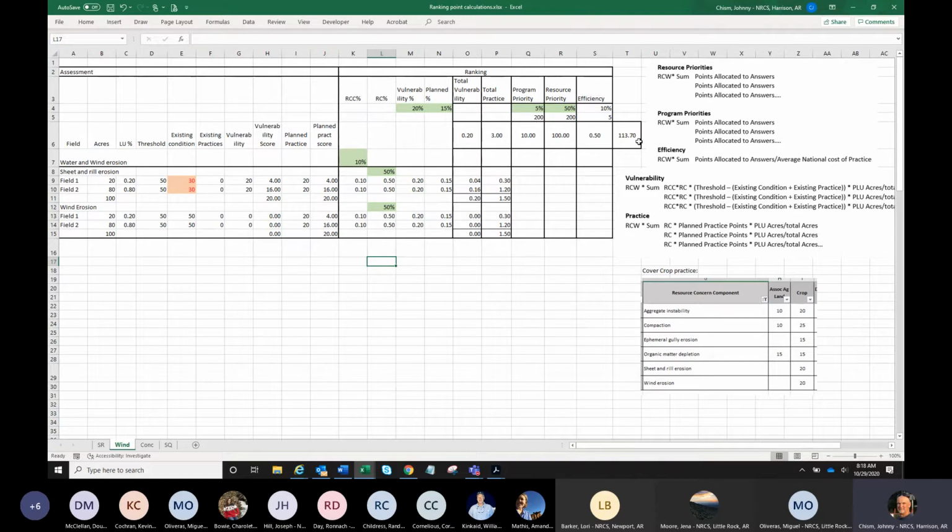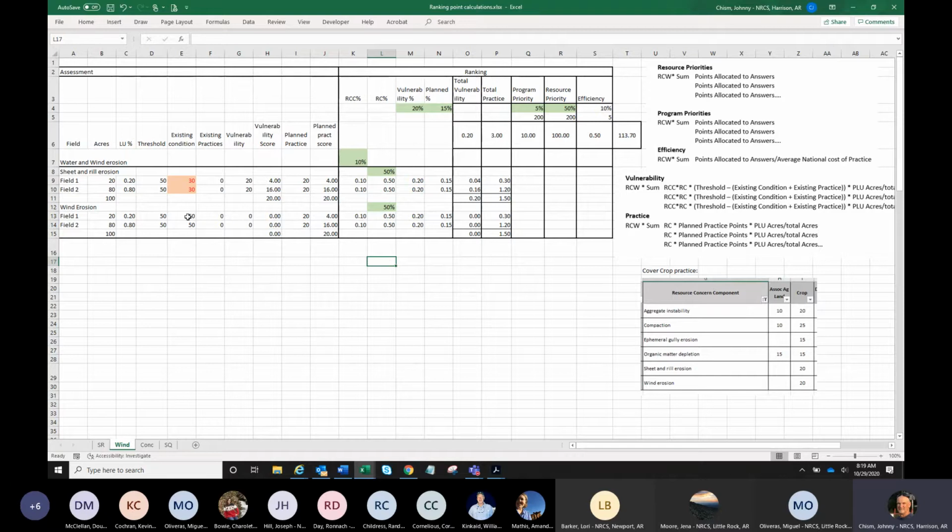Now for EQIP, that sounds like, wait a minute, we're giving them points for something when they're not addressing a problem. Well, that's true. But keep in mind that this tool is designed to be program neutral. So in this case, for CSP, it would make sense to give him points for doing a practice when there's not a concern out there. So you can see that those increased points come about because he gets points for those resource concerns that are being assessed, whether or not there is a problem.